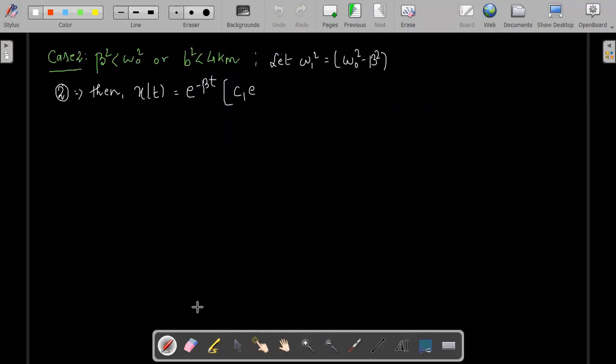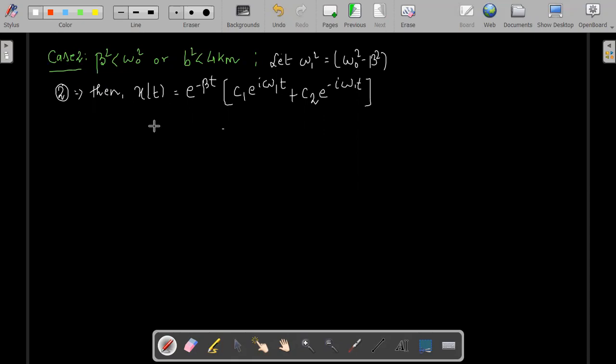If we simplify this further, the minus term under the root will be represented by i, and omega naught square minus beta square is equal to omega 1 square, and there is a root. So you can simplify it, and you'll just get i omega 1 into t. Then we take a plus, then we have c2 e to the power minus i omega 1 into t. Please refer to expression 2. You can practice it and you will see that you're getting this answer.